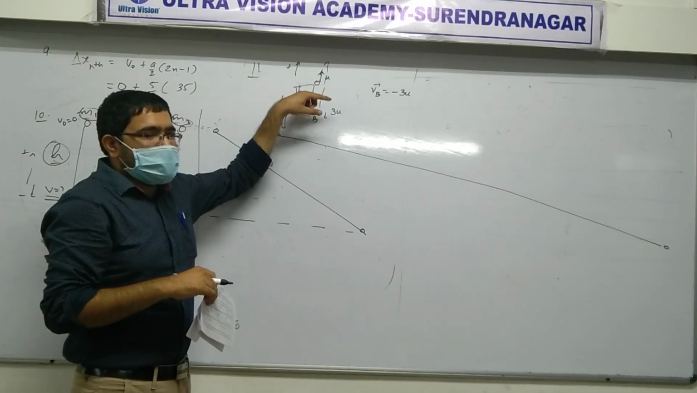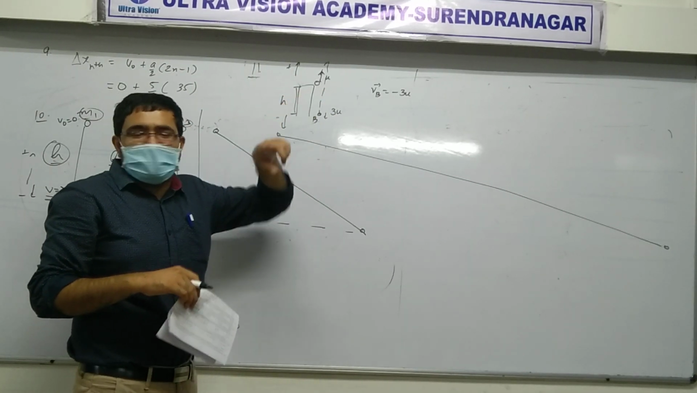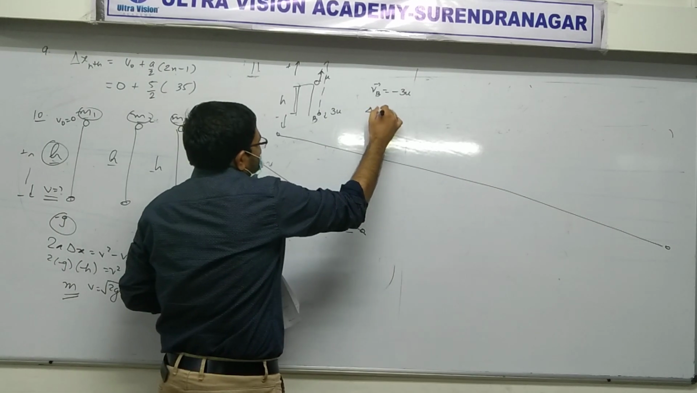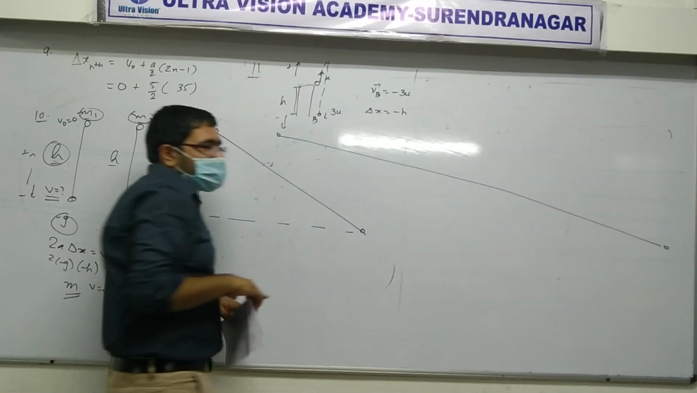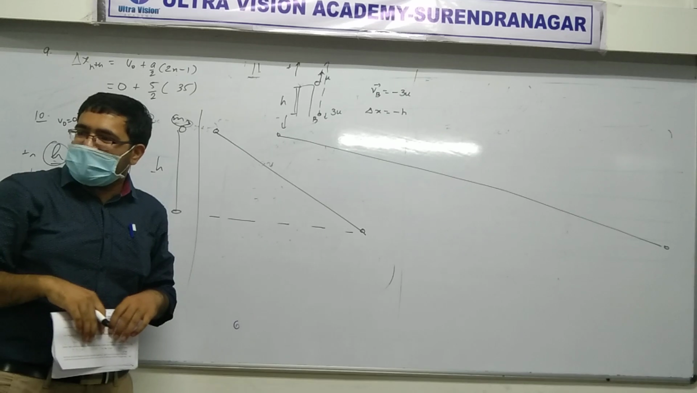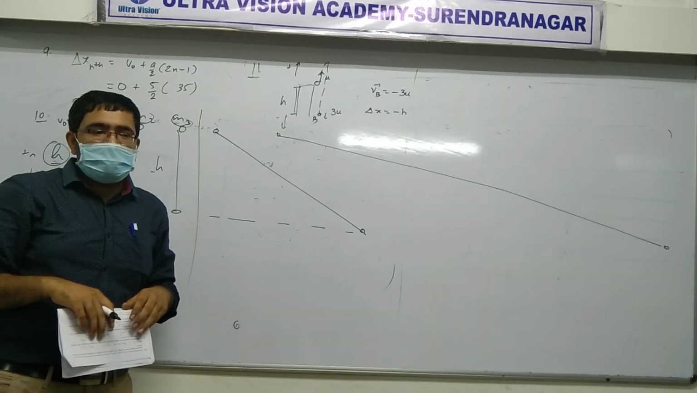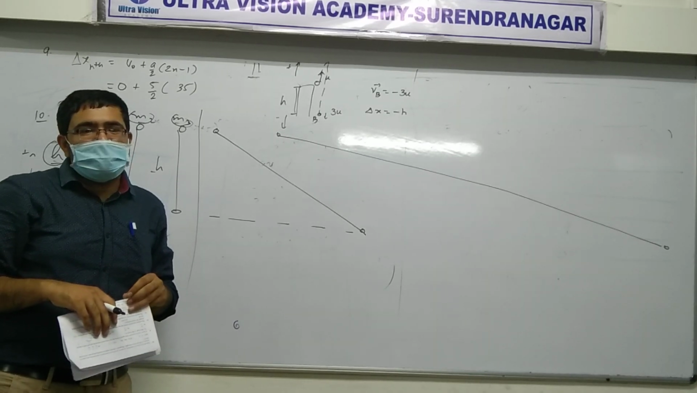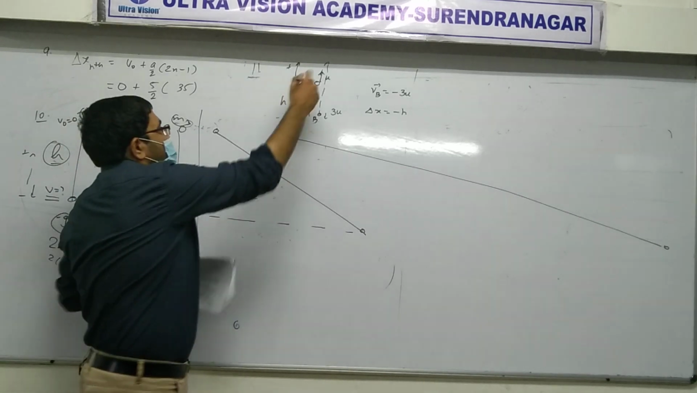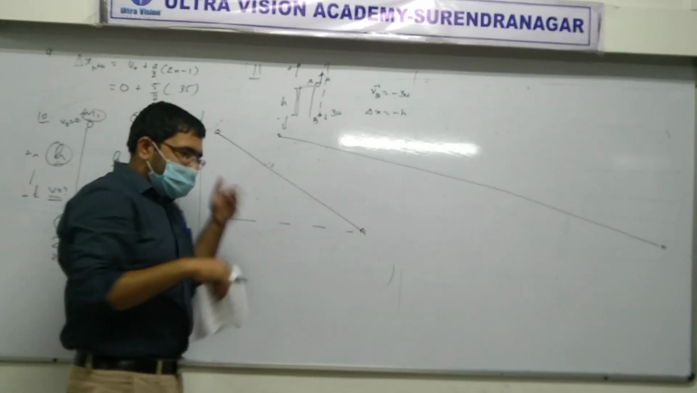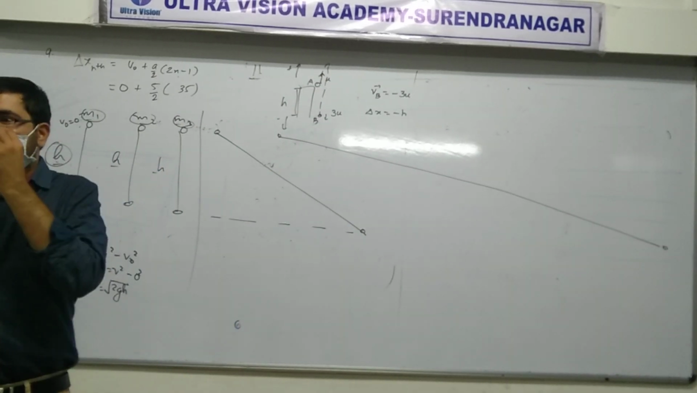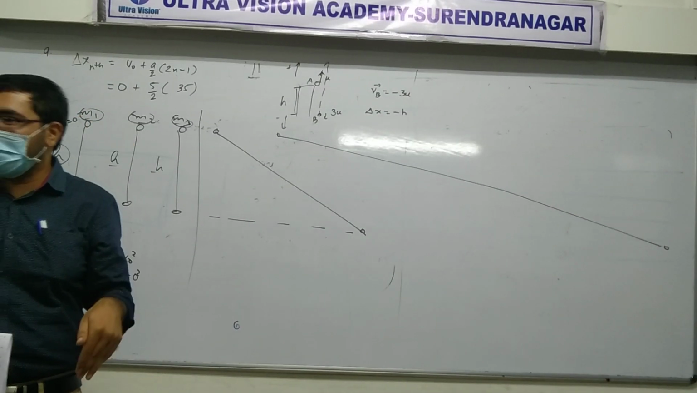Correct or not? The height is not exactly displacement, but displacement would be minus h. Correct or not correct? Yes. Why minus h? From A to B, the displacement is downward. Right or not? Yes, the displacement is from A to B, downward.